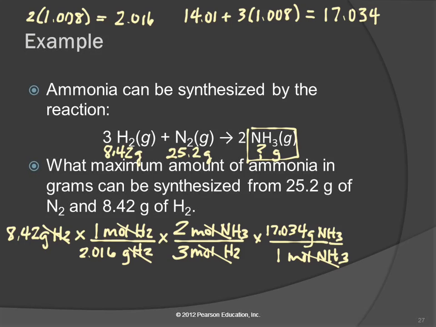How many significant figures should I put in this answer? 3. 8.42 was the mass that I was given. 47.4, and that is grams of ammonia. So that's one. Now I'm going to do the other one.